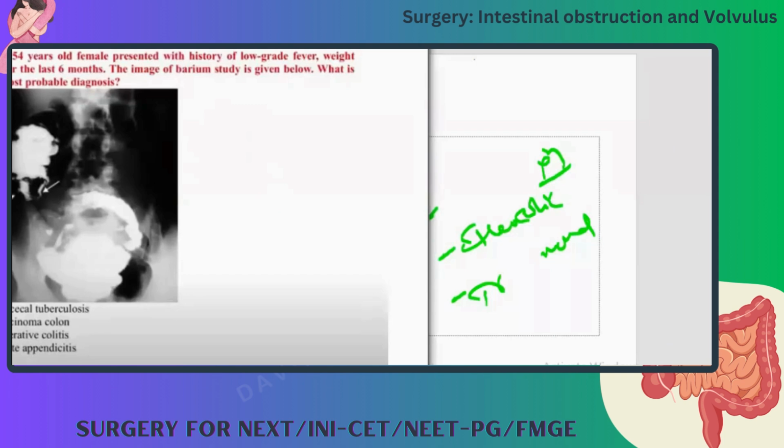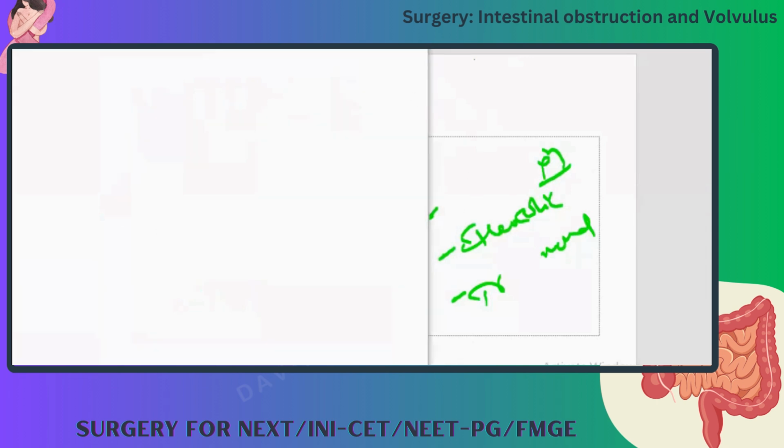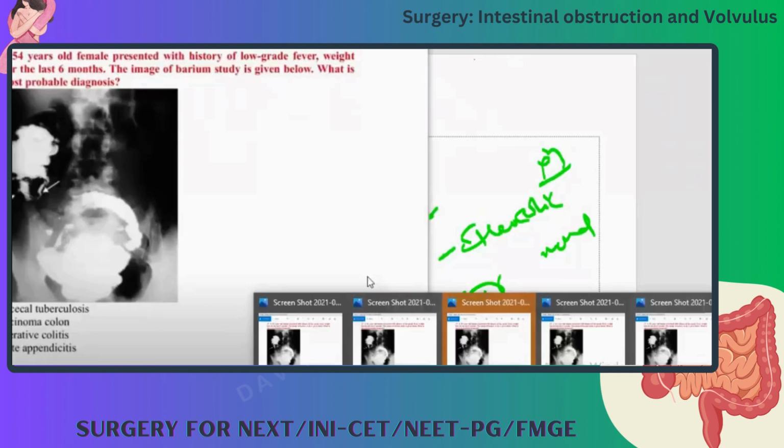A 54-year-old female presented with a history of low-grade fever and weight loss for the last 6 months. The image of a barium study is shown below. What is the probable diagnosis? What do you think it is? Carcinoma colon? No, it is ileocecal tuberculosis.